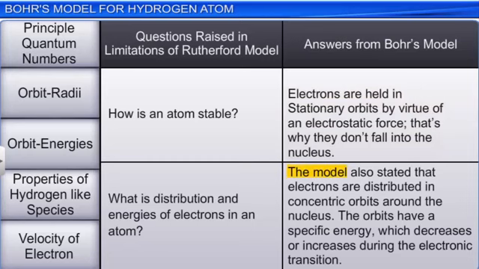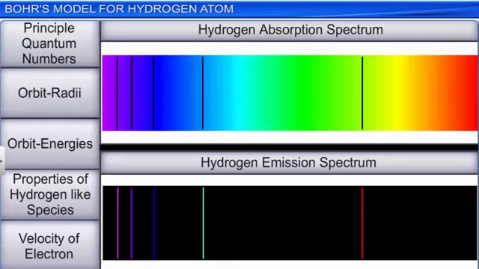The model also stated that electrons are distributed in concentric orbits around the nucleus. The orbits have a specific energy, which decreases or increases during the electronic transition. In addition, it helps to quantitatively explain the emission and absorption line spectrums of hydrogen and hydrogen-like species. Let's see how.